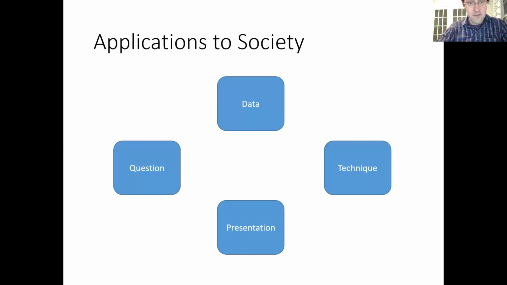So we're looking at moving from the different techniques and how to choose between them to how they are working with and interplaying with society. So I have applications to society here, and in a way, there are four different aspects of the statistical process that society can affect. The first of those is the data: what data is available, what data is not available, is it accurate, can you trust it?